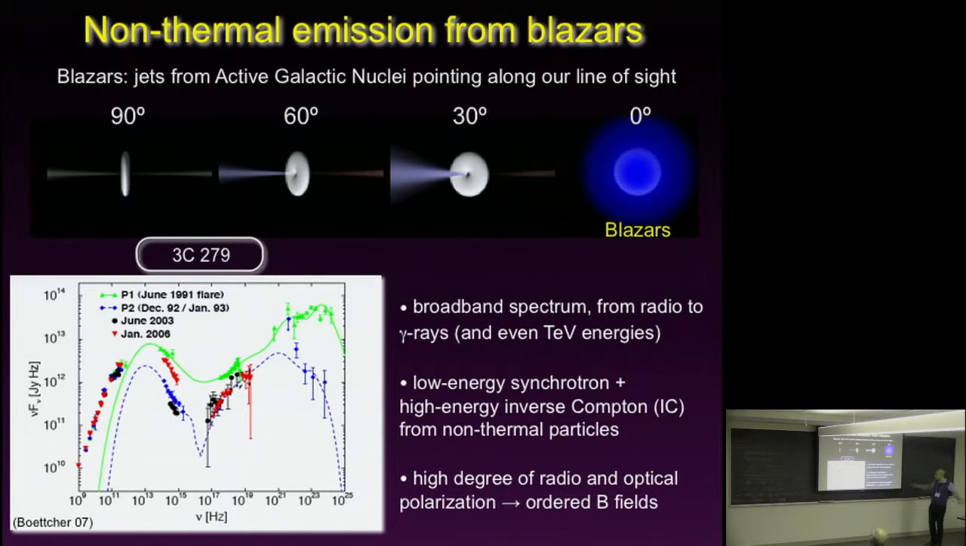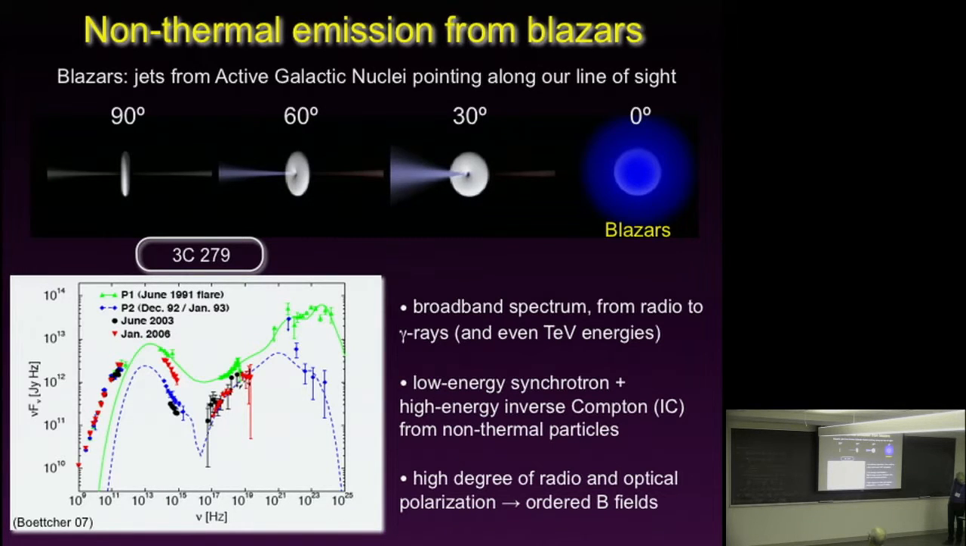So it's surprisingly wide. It's characterized by two broad bumps. The low energy bump is thought to be powered by synchrotron emission. This is emission from charged particles around a magnetic field. The high energy bump is inverse Compton from soft photons that are upscattered to higher energies by relativistically hot electrons.